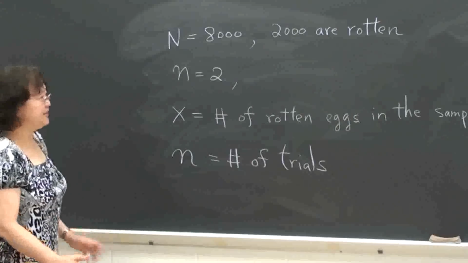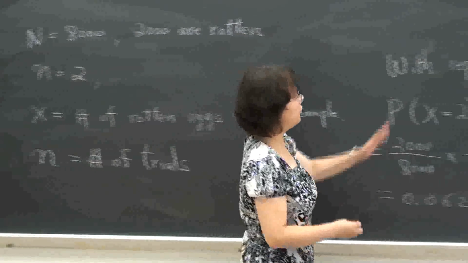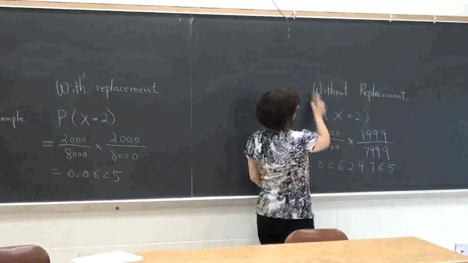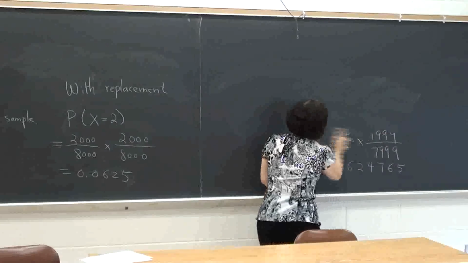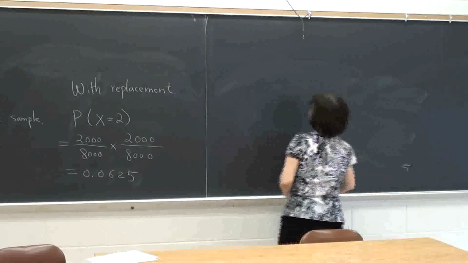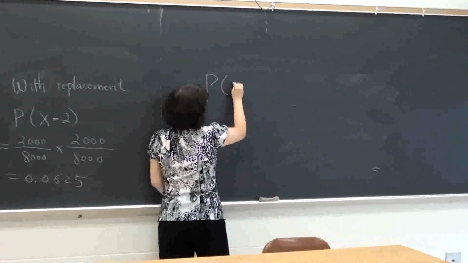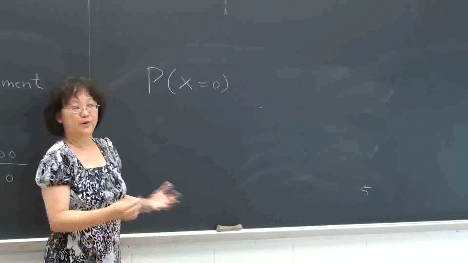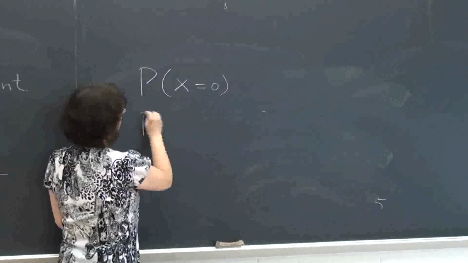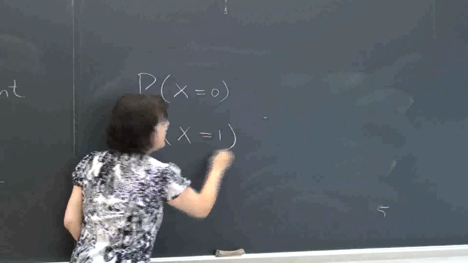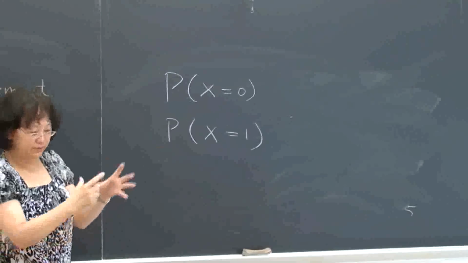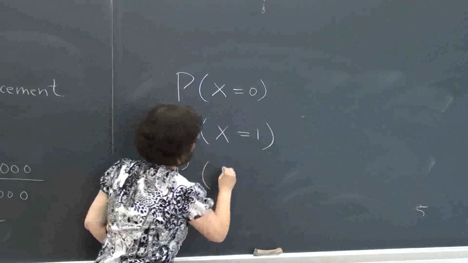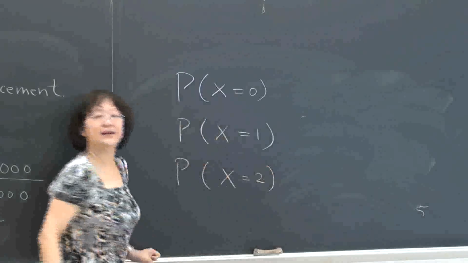So you can see that similarly, we can ask this type of question. Assuming we have this scenario, X has a binomial distribution. And we can compute the probability X equals 0 as well, right? What is the probability of a good egg? And we can also compute the probability X equals 1. Out of the 2 eggs, what is the probability that 1 is rotten? We can also compute the probability X equals 2 as we did.